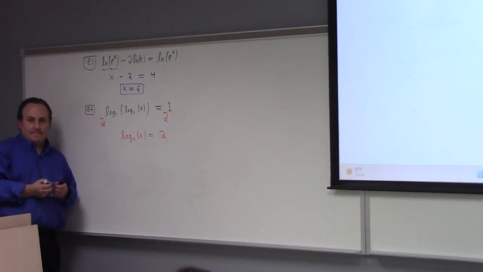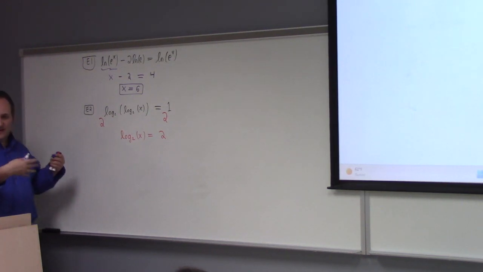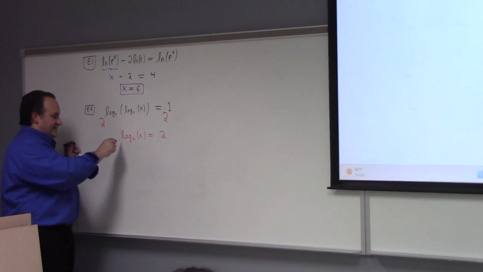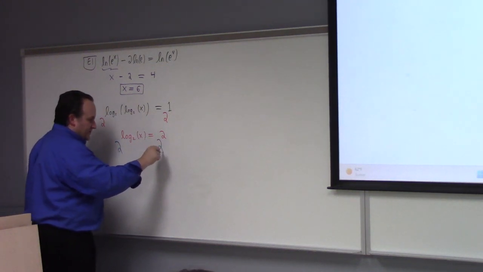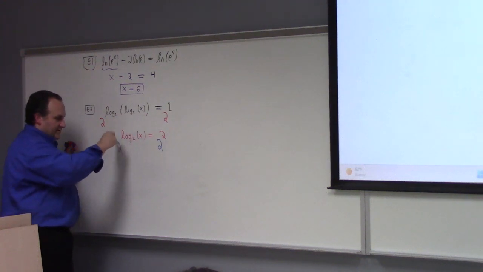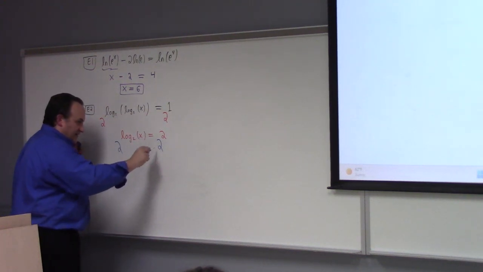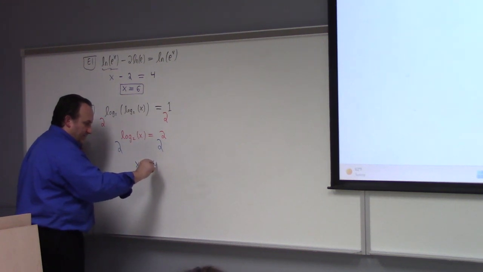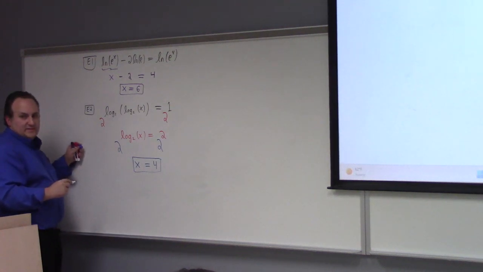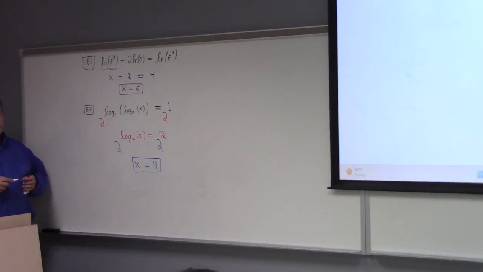Yeah. Right, just exponentiate at base 2 again, right? So then 2 to the log base 2 of x is x, and 2 to the 2 is 2 squared, which is 4. So x equals 4 is the answer. That wasn't bad, was it?